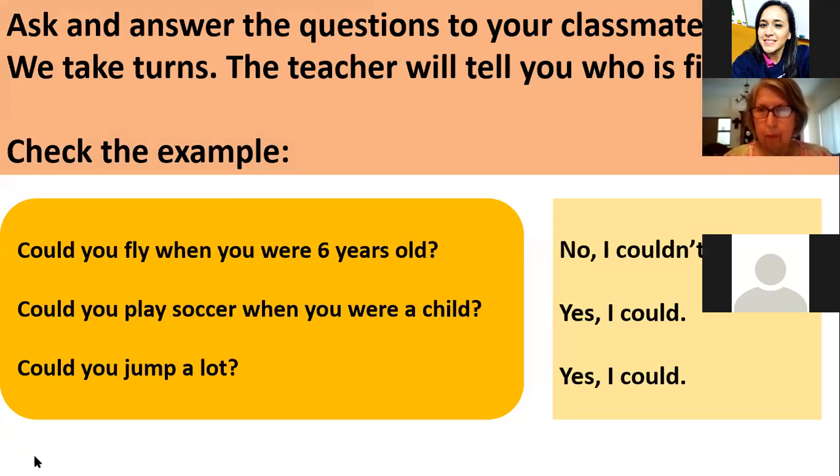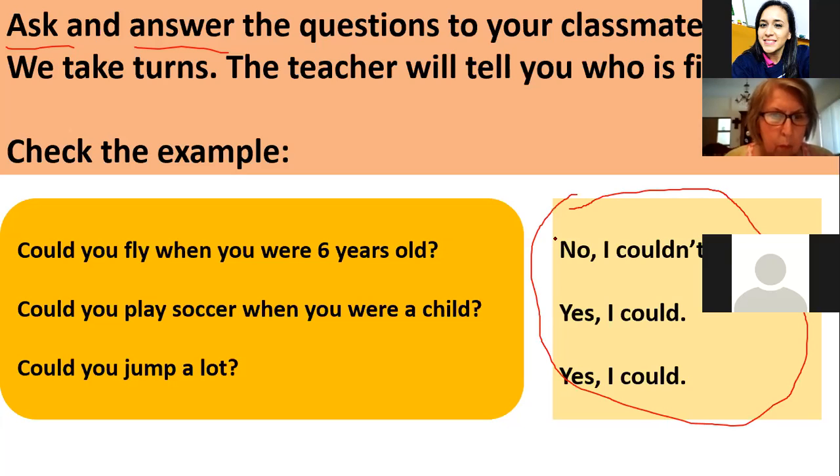So what I'm going to show you, just to finish this, if you see, the same thing we did in the past activity. We're going to ask the questions that we have and answer. And let's take turns. My answer is a short answer. I don't have to give complete information. No, only yes, I could. No, I couldn't. Okay? Yes. All right. So, everybody is ready with the questions, right?